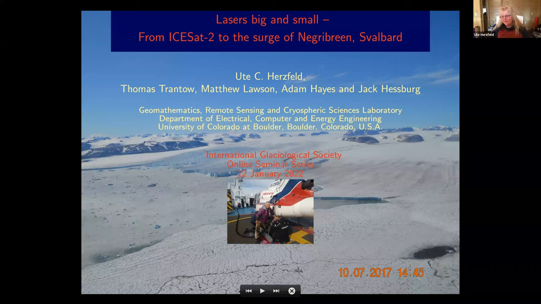There's actually a real connecting component here, because Tavi works on Svalbard, and somehow Svalbard had been this missing piece in the glaciers I had a chance to work on, until we found this surge of Negribreen in 2017, and we had a chance to take data there, and then actually we were able to conduct the ICESat-2 validation campaign over Negribreen. So, all right, let's move on to the center of this talk here.